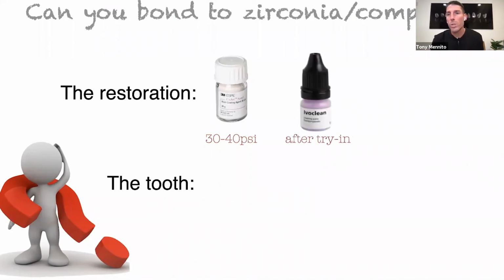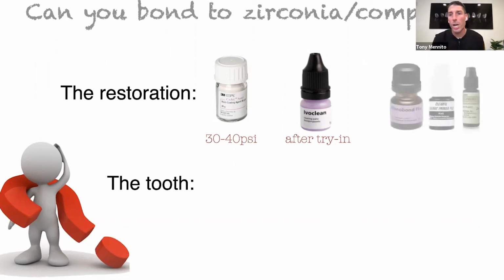The other thing about zirconia is that after you try it into the patient's mouth, it becomes contaminated. All right. If you don't decontaminate the zirconia with a product like Ivoclean, you are not going to get any bond strengths to that material. So really important to decontaminate it after you try it in.